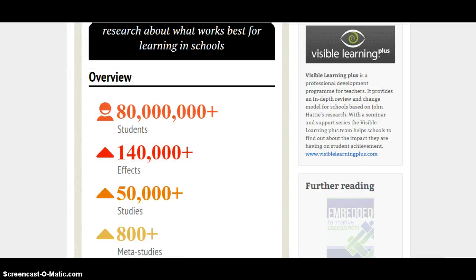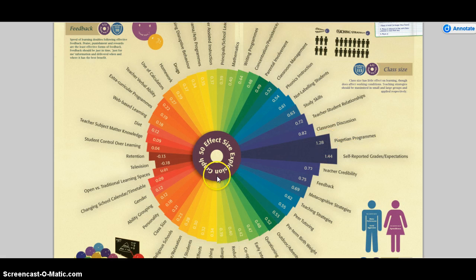Before I go into the infographic, I do want to show you the numbers behind the research, just to show you how powerful these strategies actually are. In John Hattie's research, over 80 million students were used over a 15-year period as they studied these practices. And over 50,000 studies were used. So it definitely has validity, and it has really strong research behind it. So let me show you the infographic.